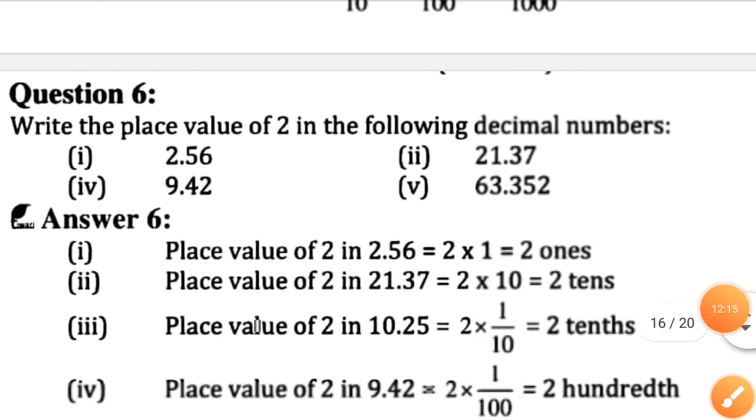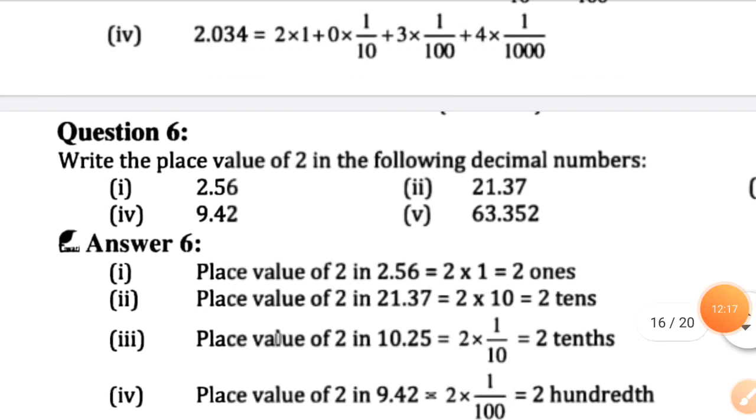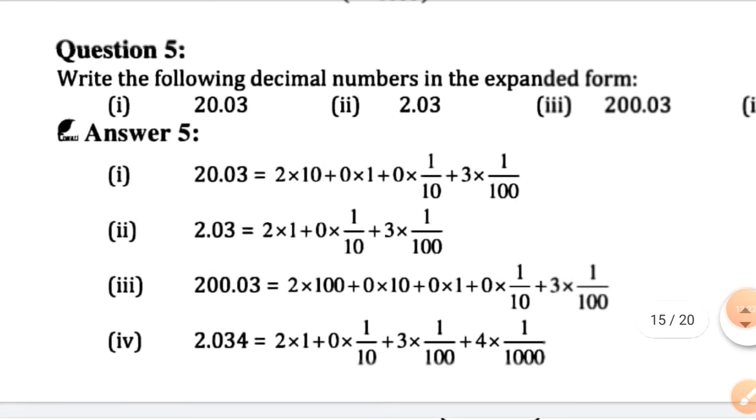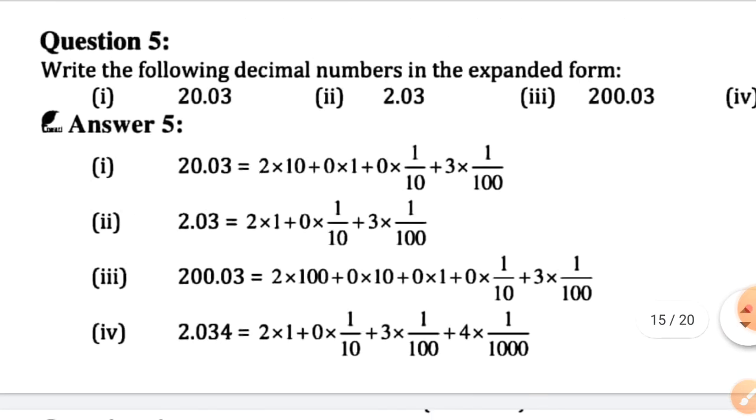Question number 6. Okay, there are questions 6, 7, 8, 9. We'll see them in the next video. Till then, you can practice these questions and examples.